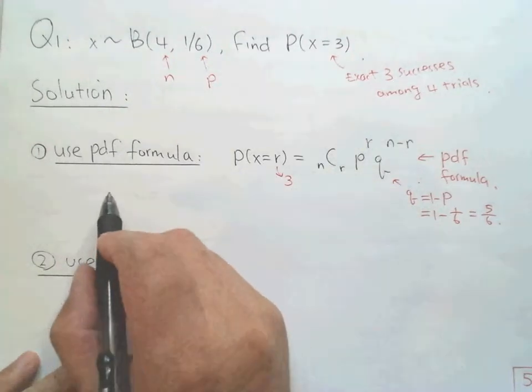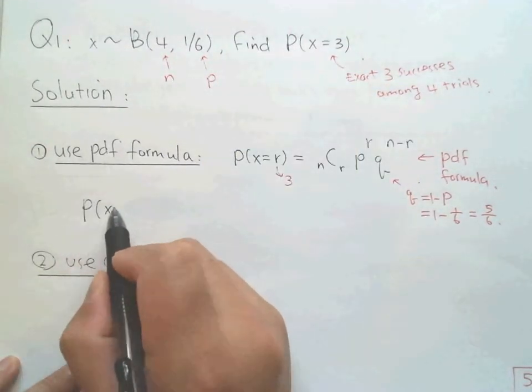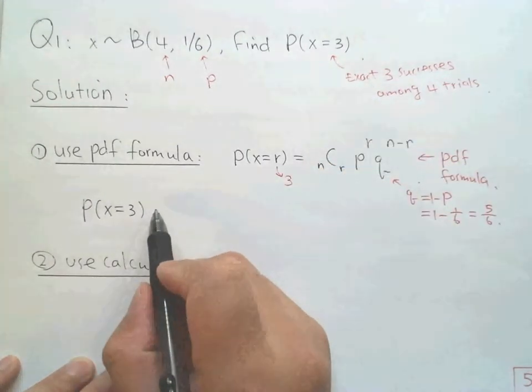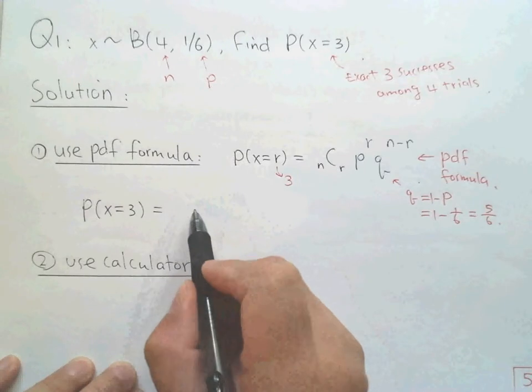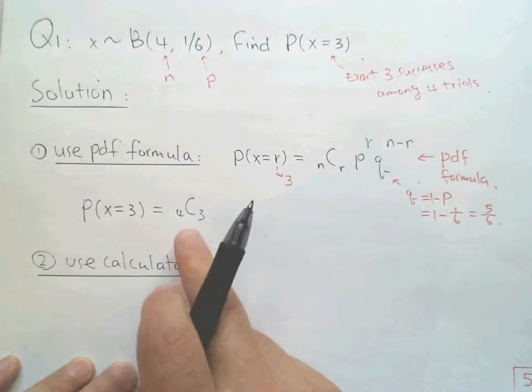What is the probability of that? I show you here the probability x equals 3, the probability you exactly get 3 successes. This combination, N is 4, R is 3, right? You know how to find this in the calculator.